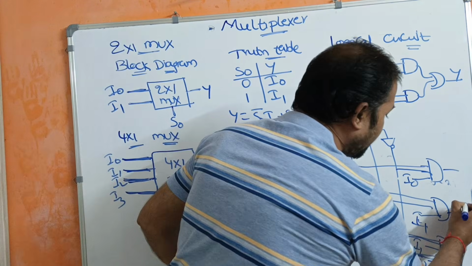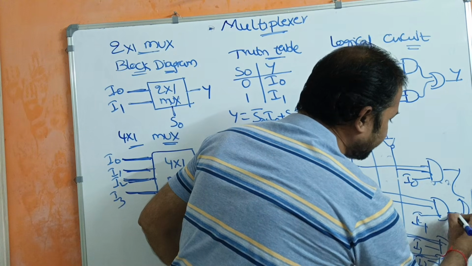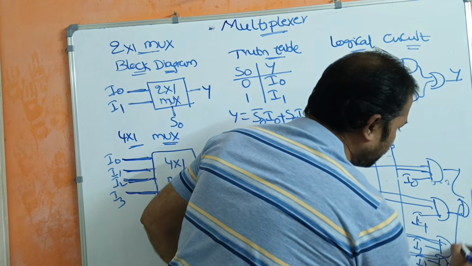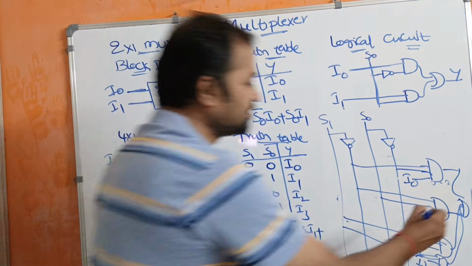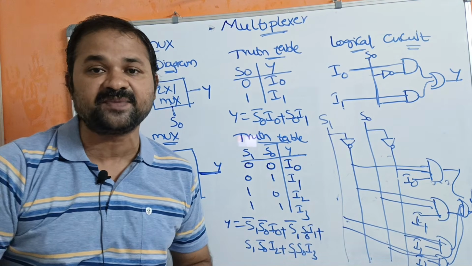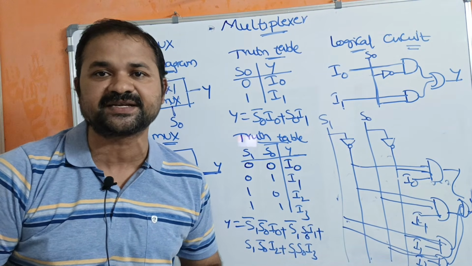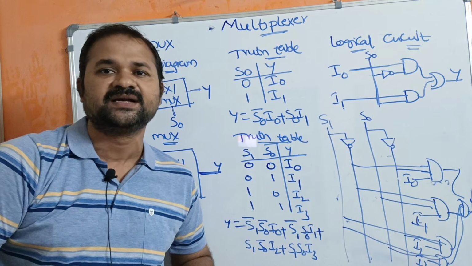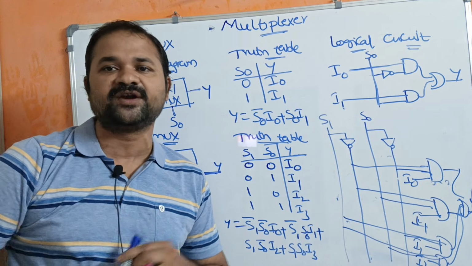Next, we need to perform the OR operation, so let us use an OR operator. Our OR operator receives input from all these four AND gates. So this is about what a multiplexer is, what a 2 by 1 multiplexer is, and what a 4 by 1 multiplexer is. In the next video, we will discuss some more important points regarding the multiplexer.